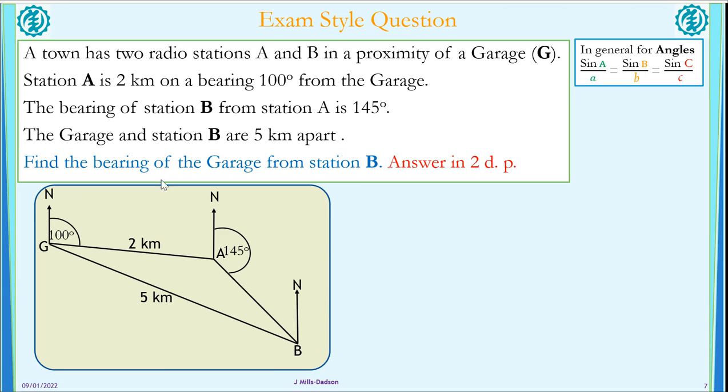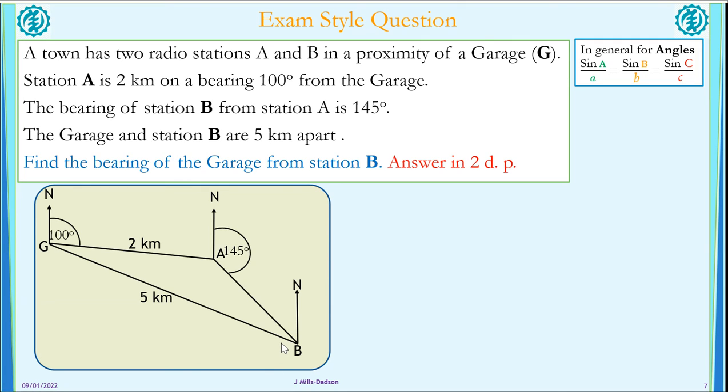Right, so this is trigonometry in connection with bearing. If you haven't watched my videos on bearings, I suggest you go and check my videos on bearings. Now, from the look of things, all the question wants us to do is to find the bearing of the garage from station B. This is station B. So the bearing of the garage is from the north all the way to this point. That's the angle we're supposed to work out. How big is this angle?